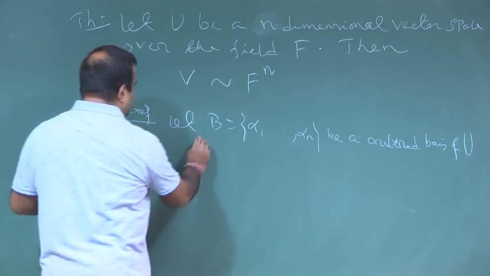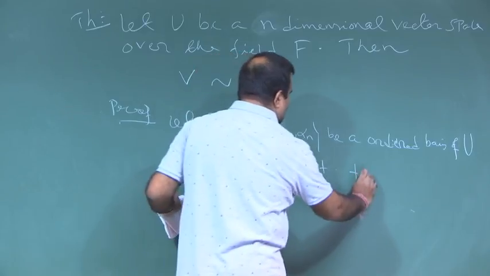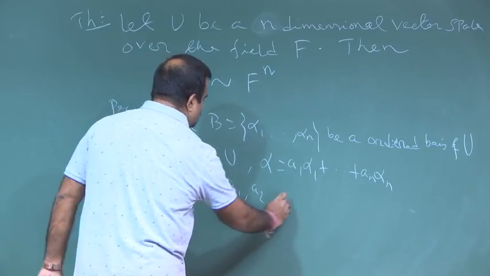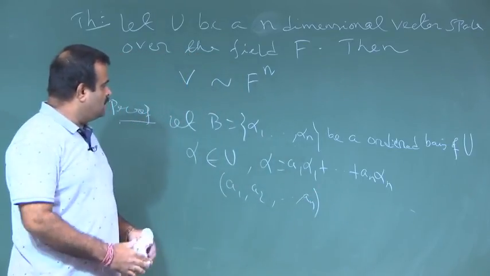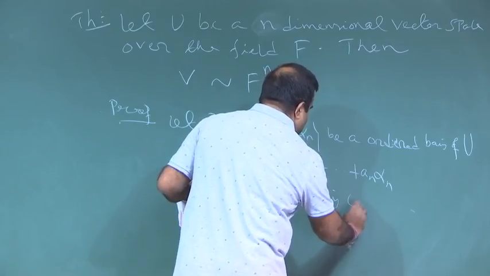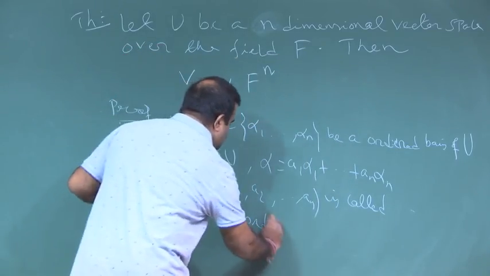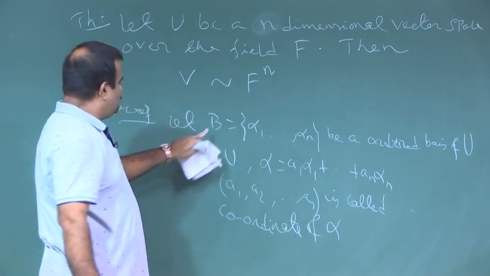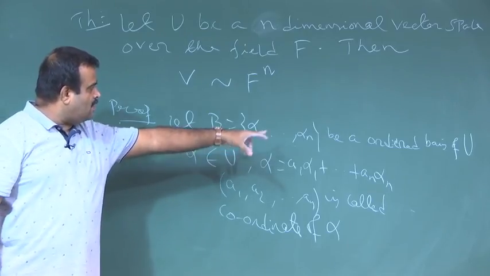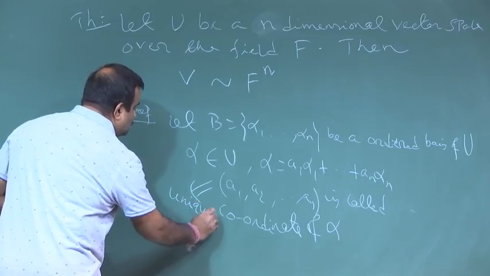Now, if we take a vector alpha belonging to V, alpha will be written as a linear combination of alpha 1 to alpha n, and these a1, a2, ..., an are called the coordinates of alpha with respect to this ordered basis. We discussed this in one of the classes. Since this is an ordered basis, it will not change the position, so the coordinate will be unique. That is why you need to take the ordered basis.